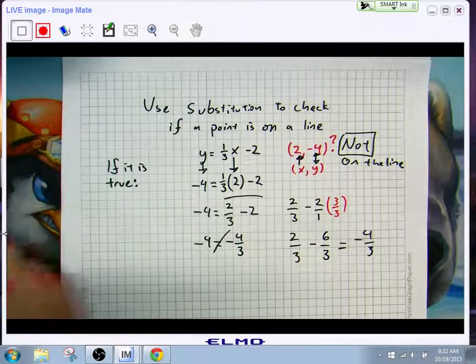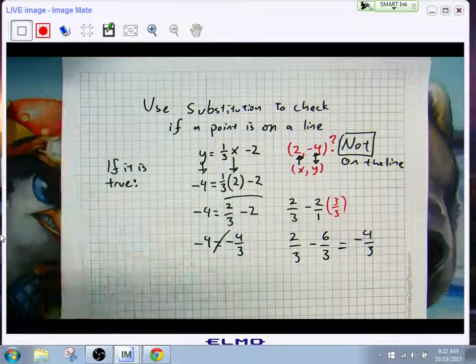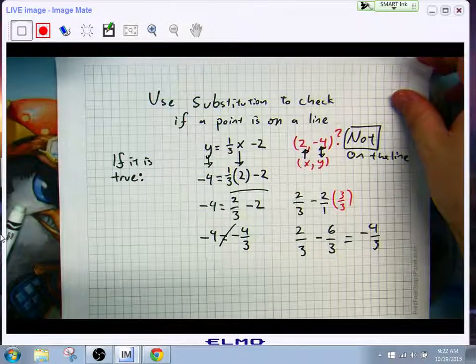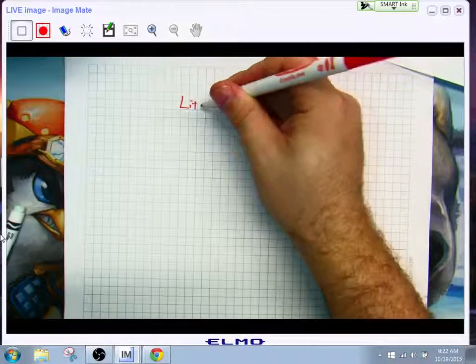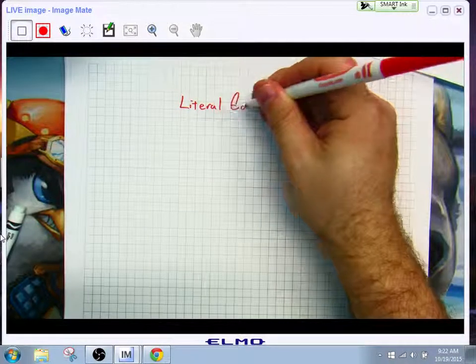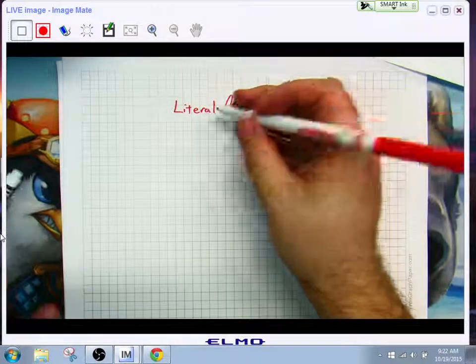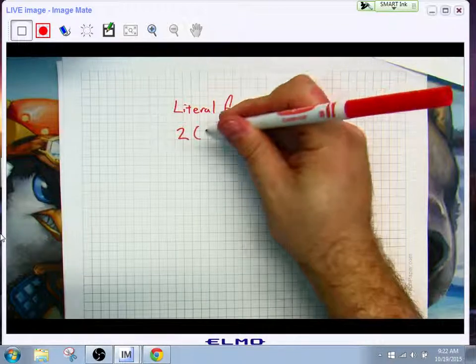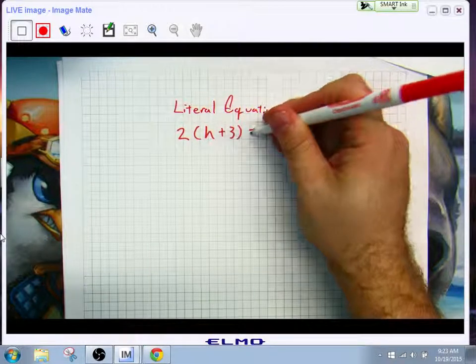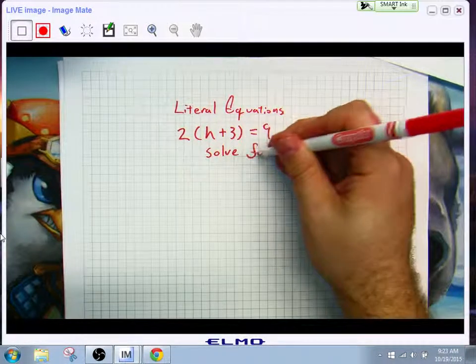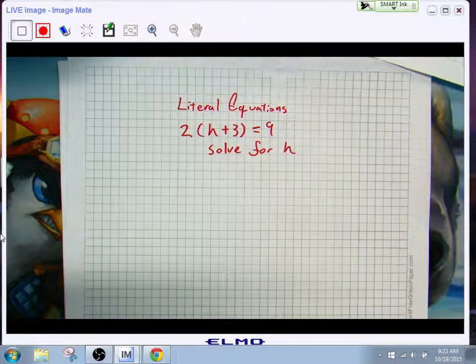And that is that. The second part that I want you guys to pick up here is just one more time solving literal equations. So let's move this over. And for this one, I might give you something like this. I might say 2 times h plus 3 equals 9. And I'll say something like this. Solve for h.